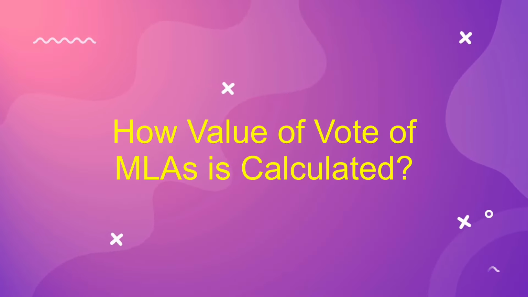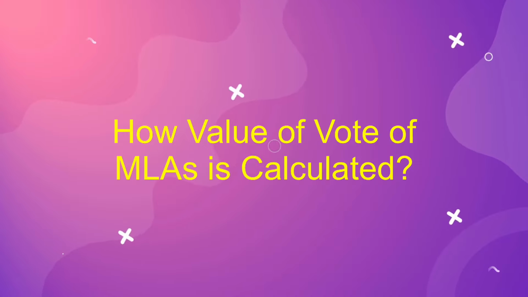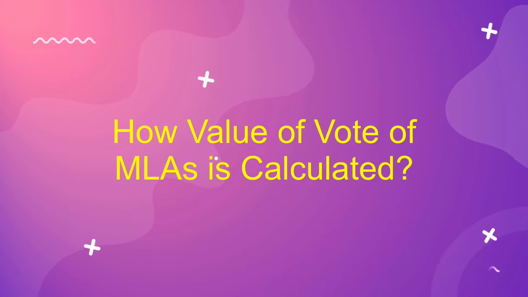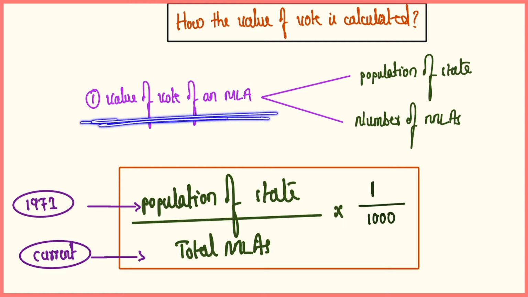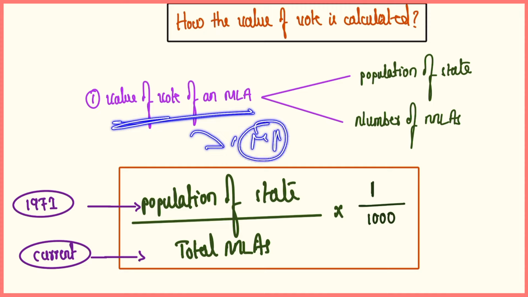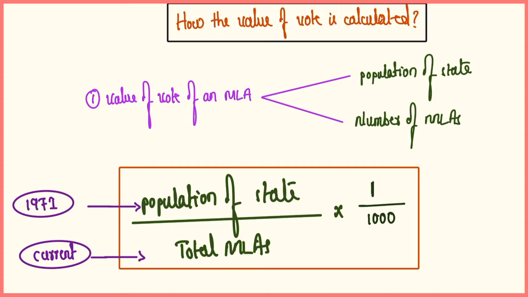Now, let us start with the first part of the video, and that is how the value of the vote of MLAs and MPs is calculated. Article 55 gives the formula for doing this. There are two factors upon which the vote of an MLA depends. Let us first understand the value of the vote of an MLA, and then I will talk about the value of the vote of an MP.